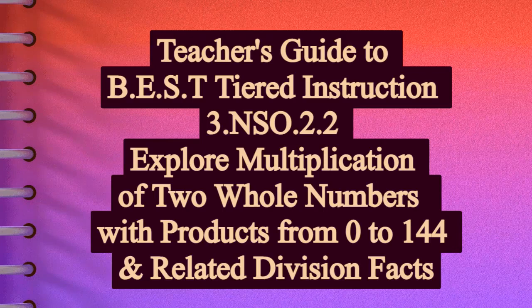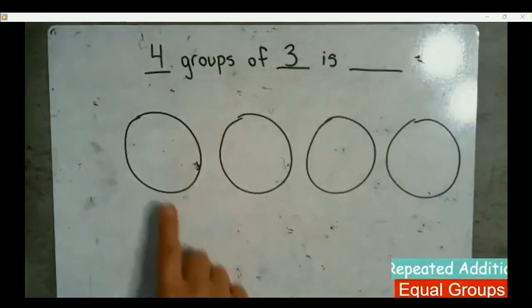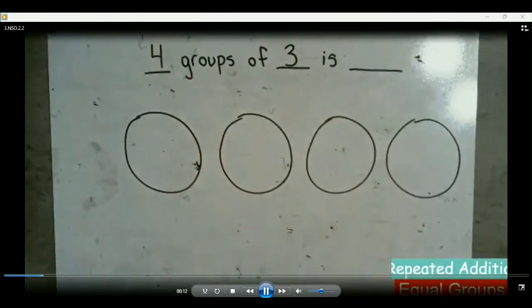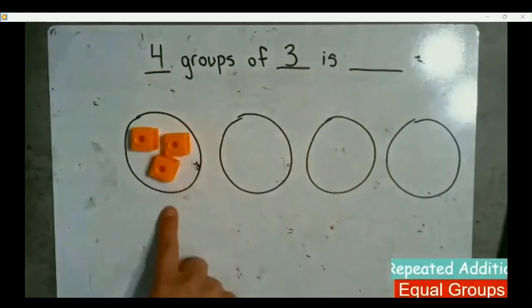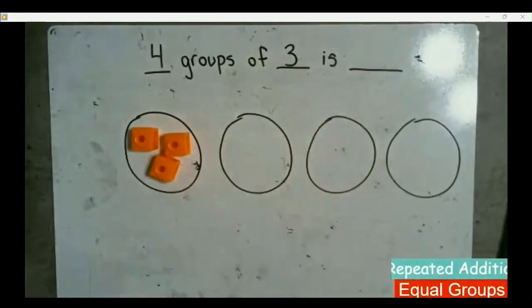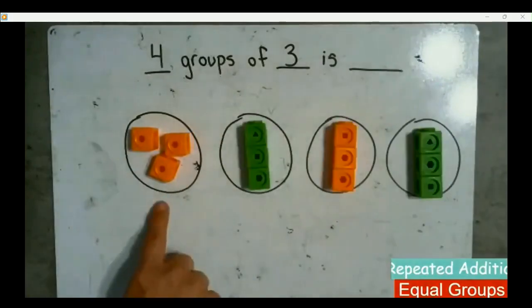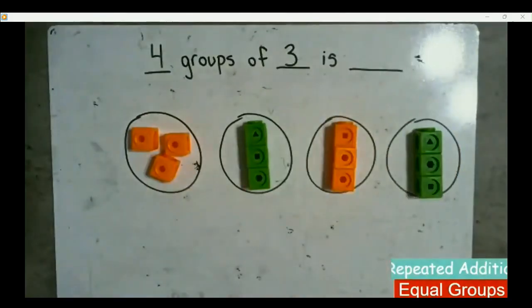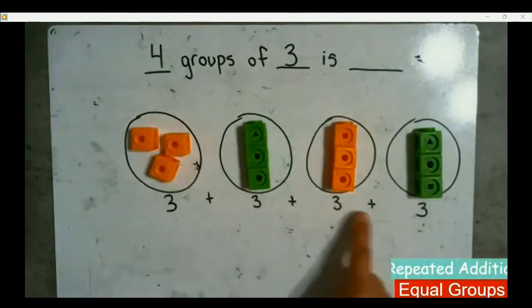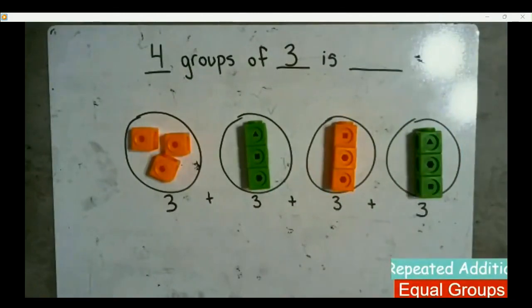The importance of this benchmark is to focus on the word explore, which means there should be a lot of manipulatives and hands-on during instruction. We begin using sentence stems and allowing students to revisit what they learned in 2nd grade, which was making equal groups. Having students build or act out the multiplication, and then reinforcing the repeated addition strategy that they learned the previous year.